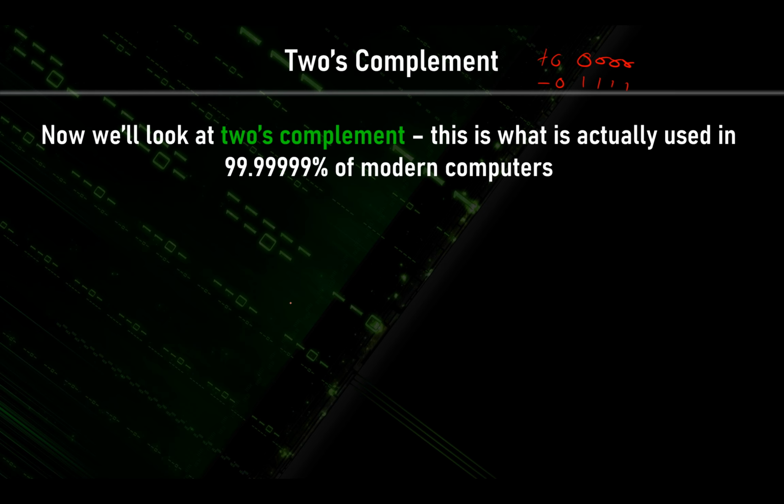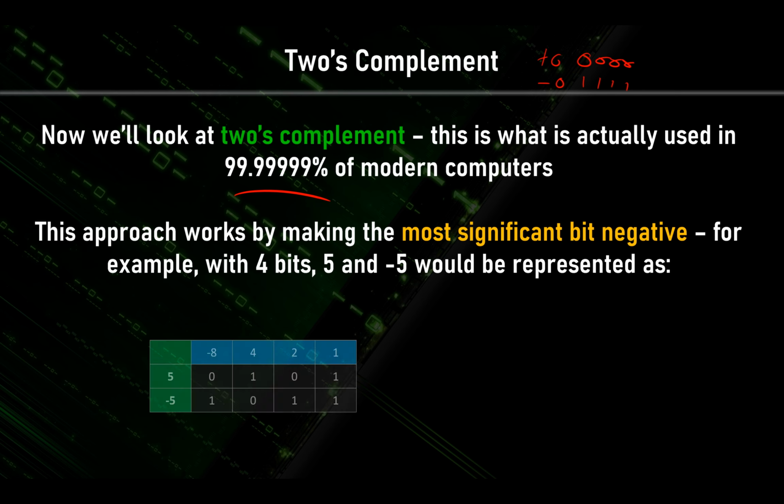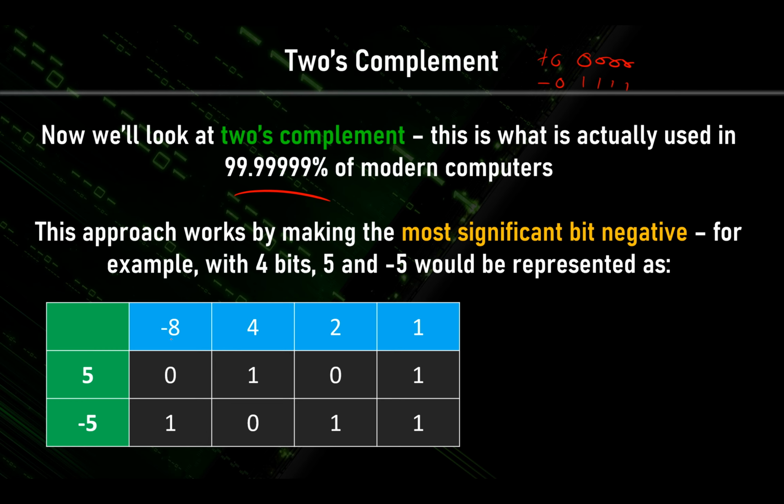So 2's complement, again, is what basically 100% of modern computers use. This approach works by making the most significant bit negative. For example, with 4 bits, you represent it like this. So now this one becomes -8 rather than +8. To represent 5, it's just going to be a 4 and a 1. But to represent a negative number, the first bit is always going to be a 1. And then we think, okay, so now we're on -8, then to get back to -5, we just want +2, +1. And that's going to get us back to -5.